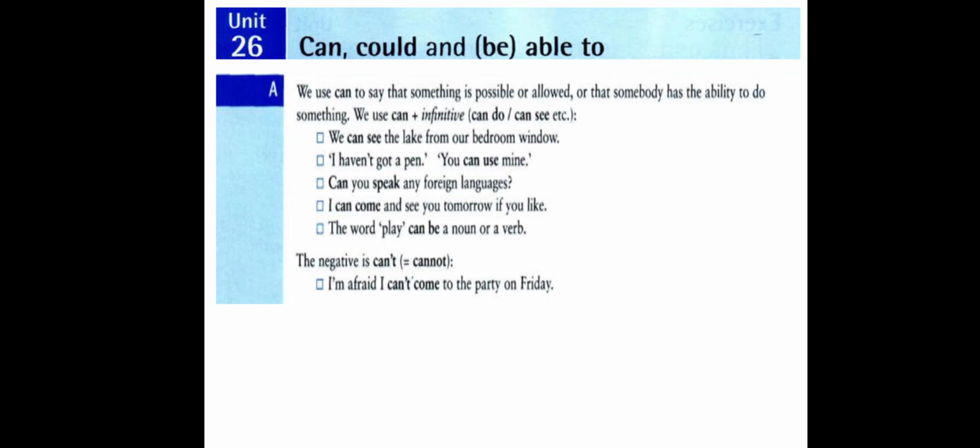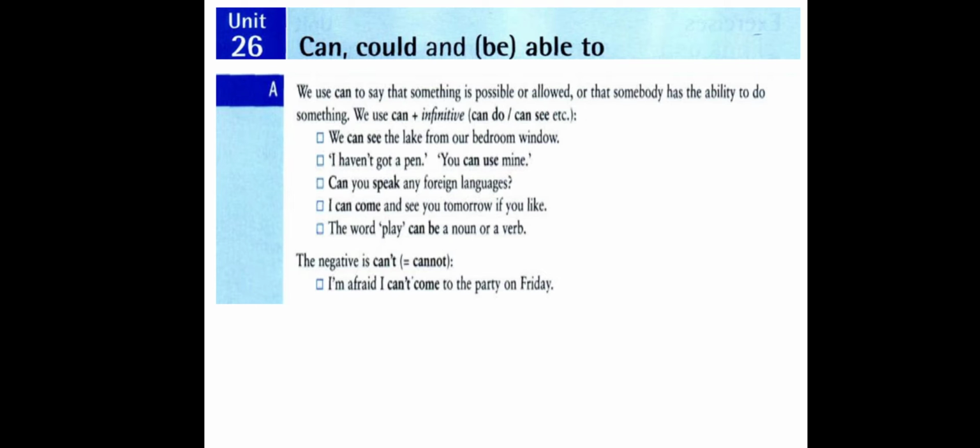We can say can do and can see. For example, we can see the lake from our bedroom window. Here, in this example, we express ability: we can see the lake from our bedroom window.